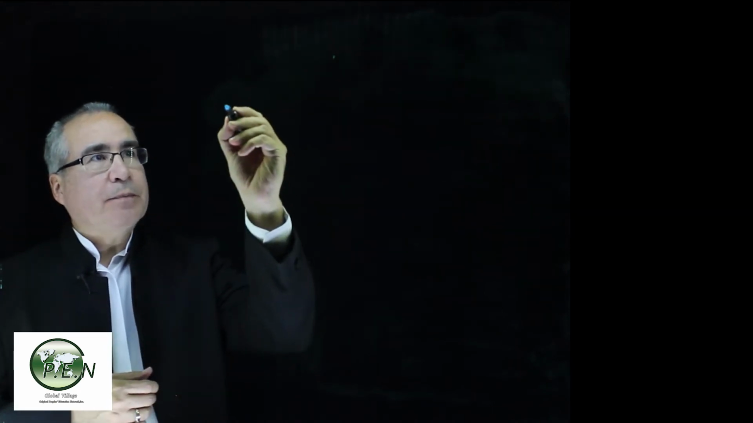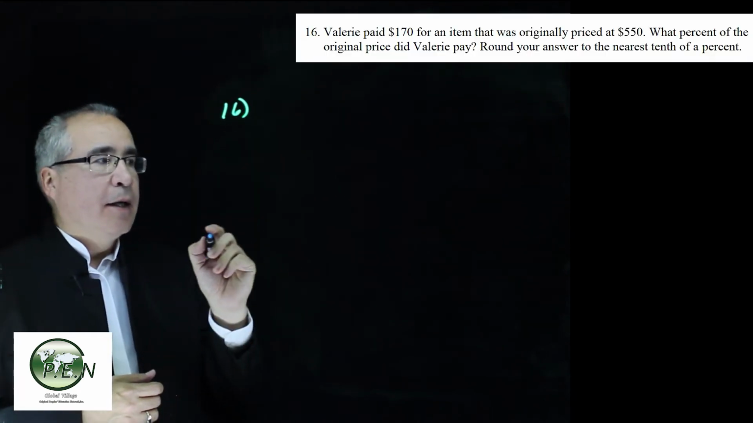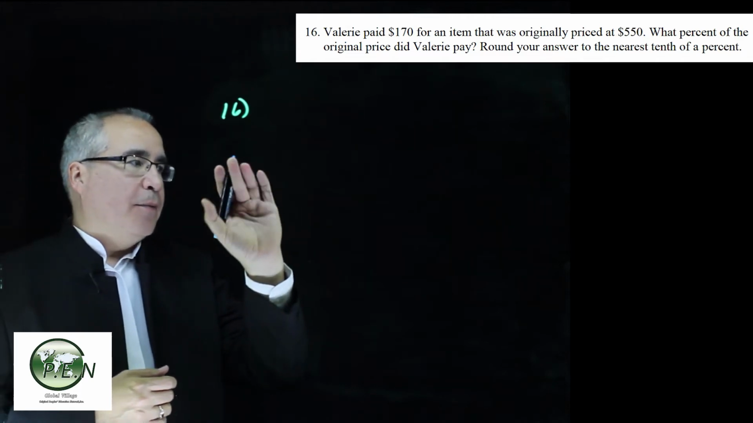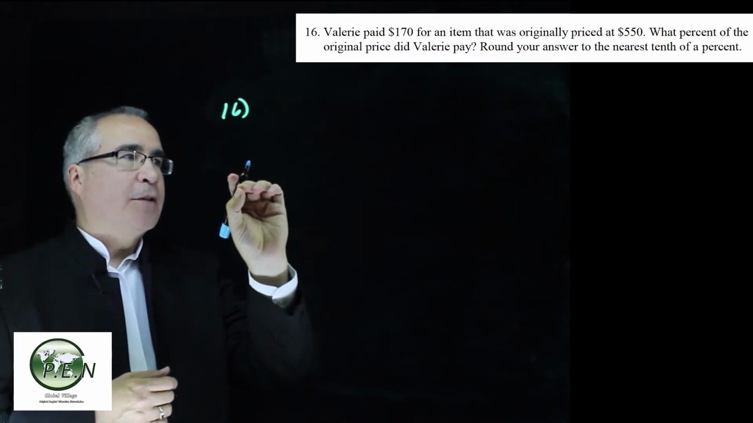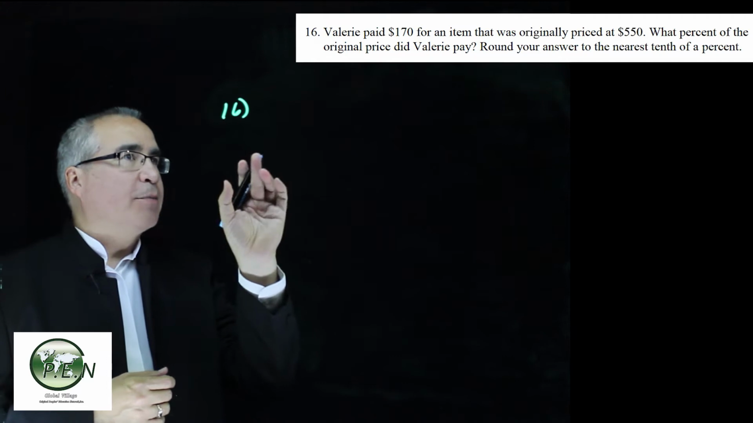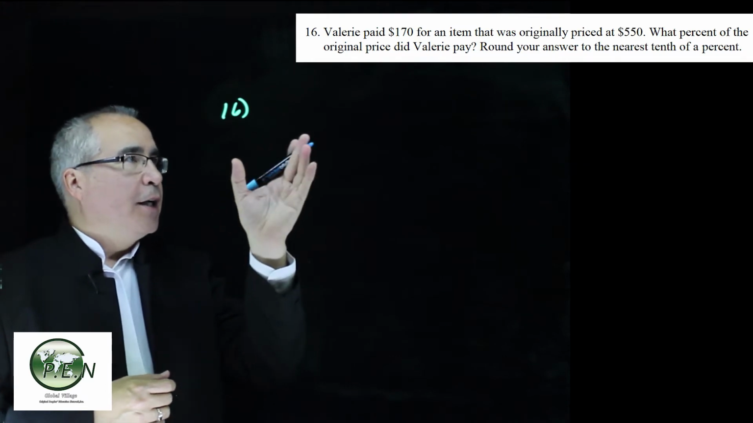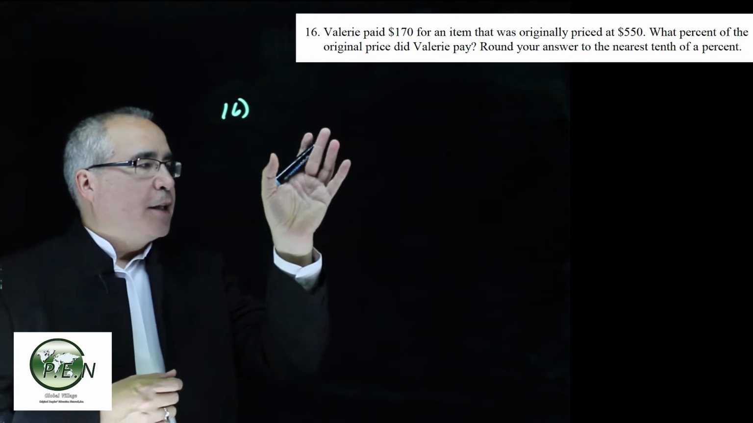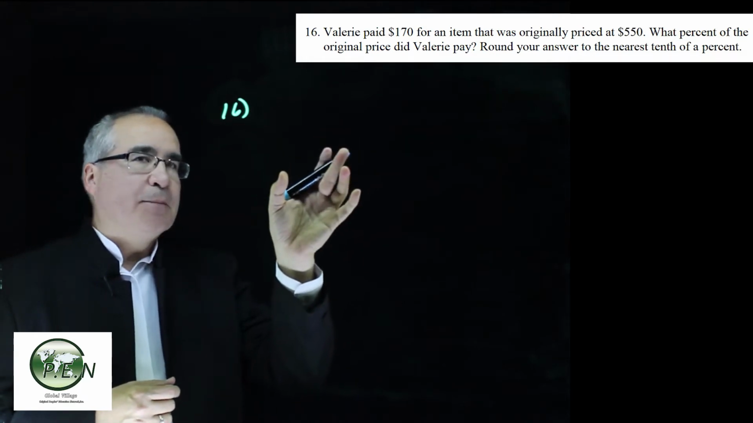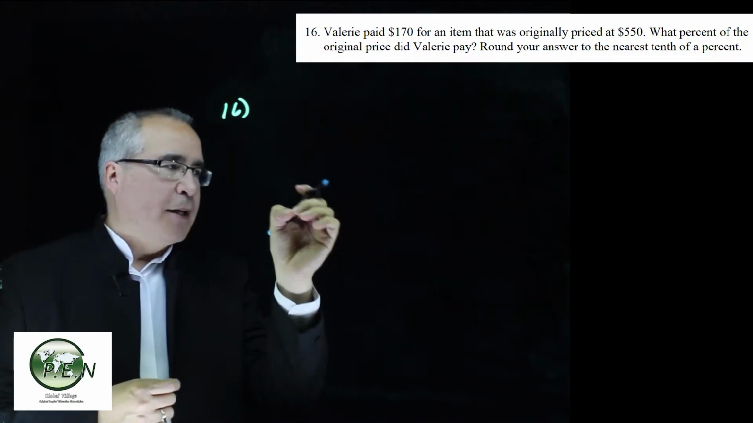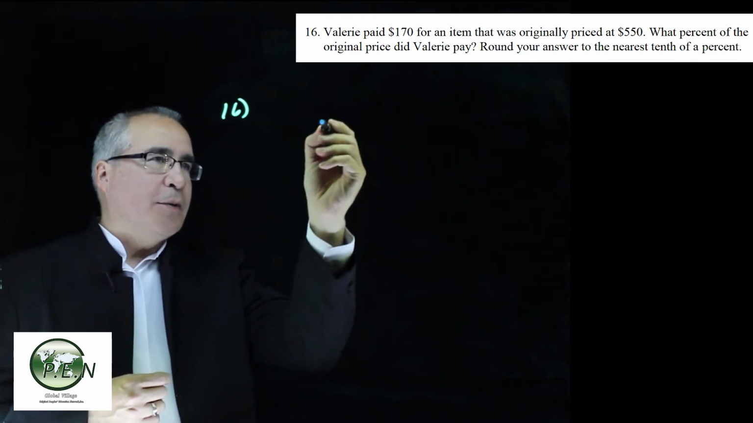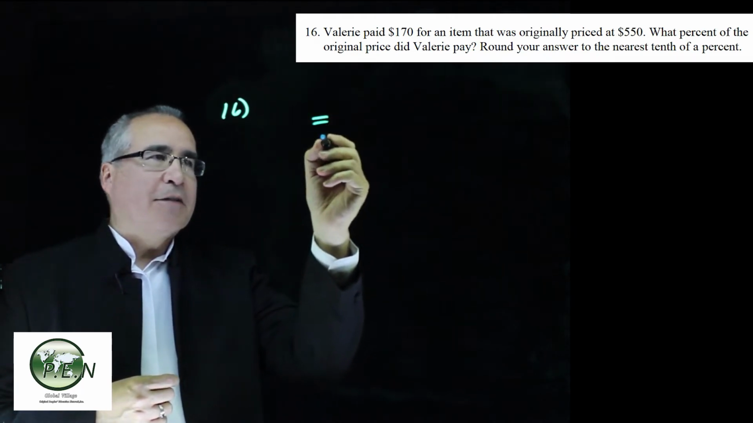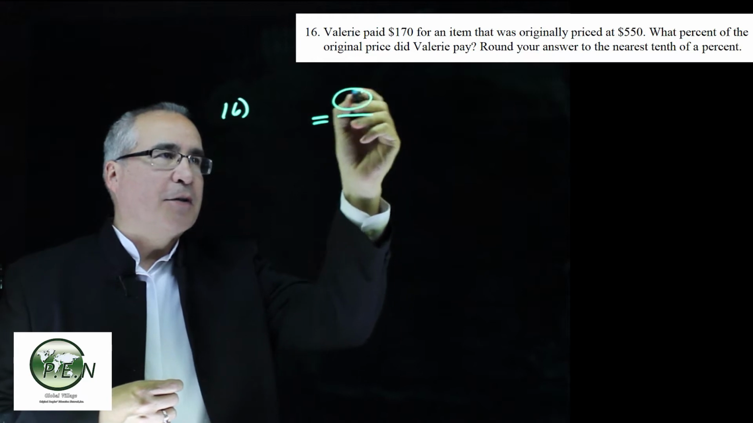So let's take a quick look at number 16. So again, we're going to take the numbers that it gives us. Before reading it, just pick out the numbers, 170, 550, and then the decimal. The last sentence says what percent? What percent? That's the question. So what I always look for is what's the question first, so I know what I'm trying to answer. We know we're looking for the percent.